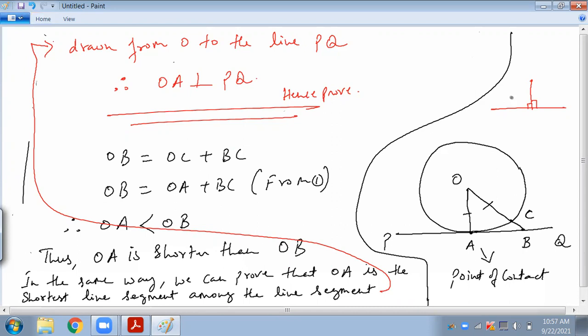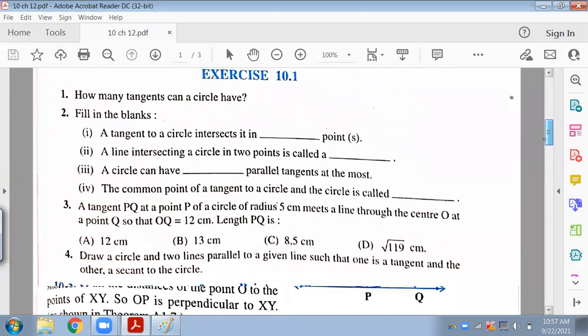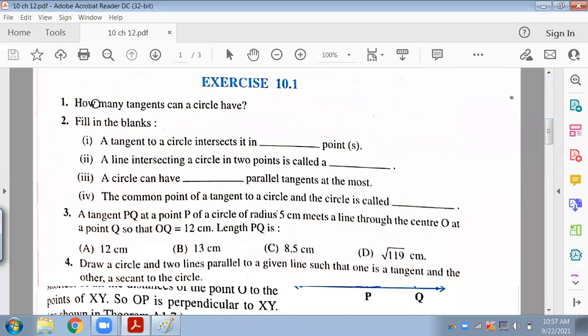Okay, fine. Now we'll see exercise 10.1. Question number 1. How many tangents can be drawn to a circle? Infinite. You can just write it in your book. How many tangents can a circle have? Infinite.